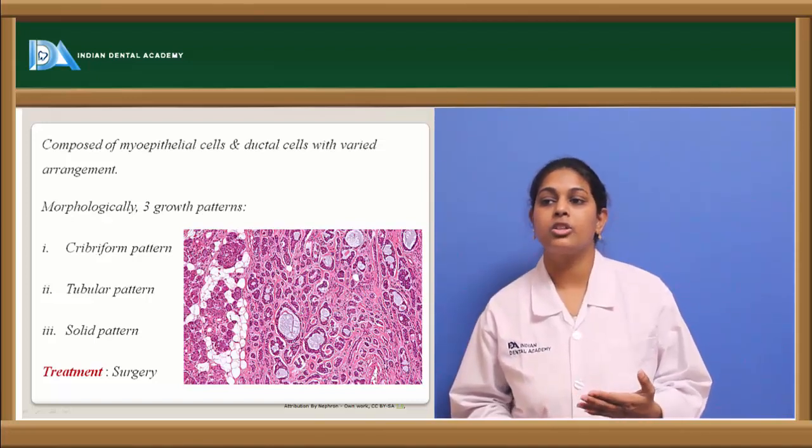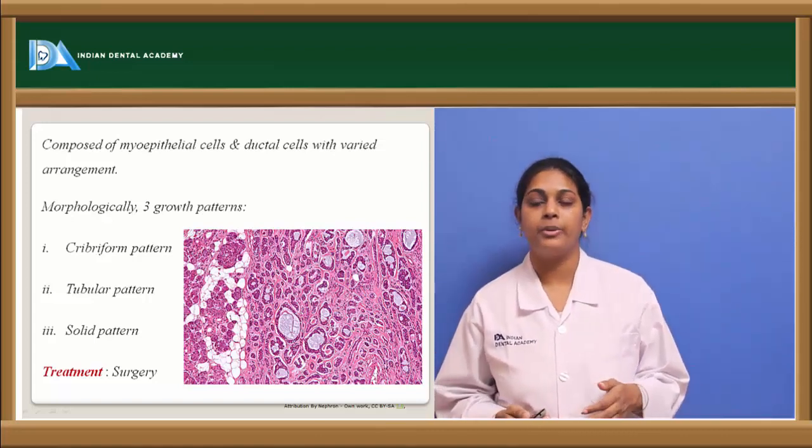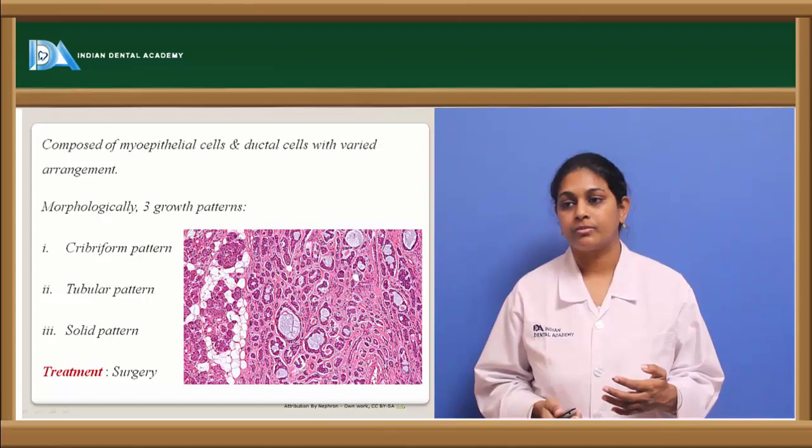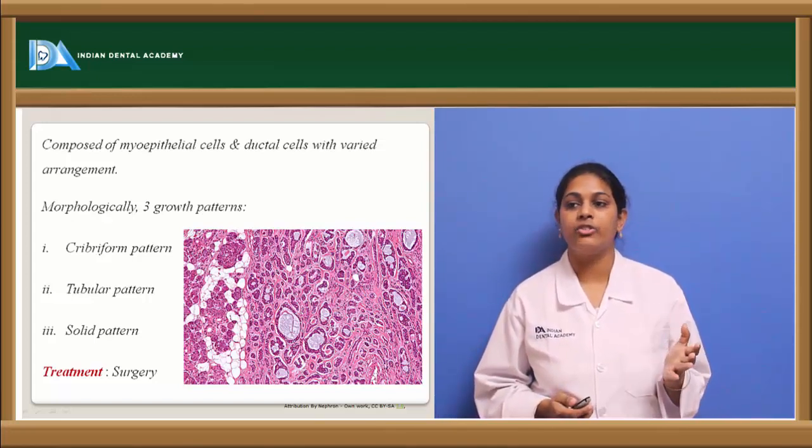There is a histopathological picture showing the cribriform pattern of arrangement of myoepithelial cells and ductal cells, with certain normal salivary gland tissue seen at the left side of the picture.